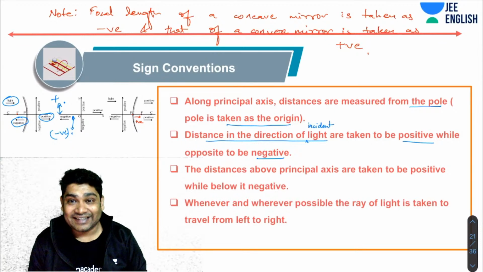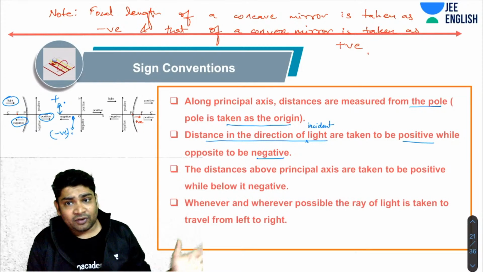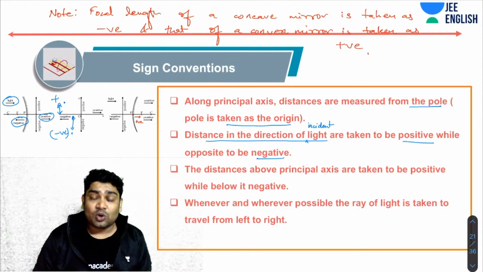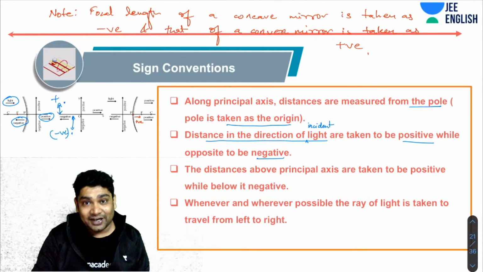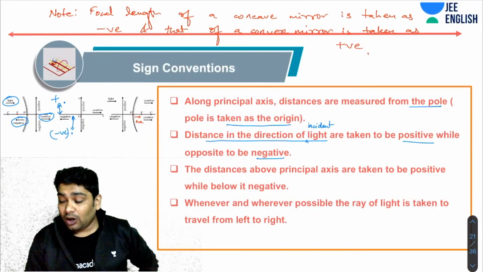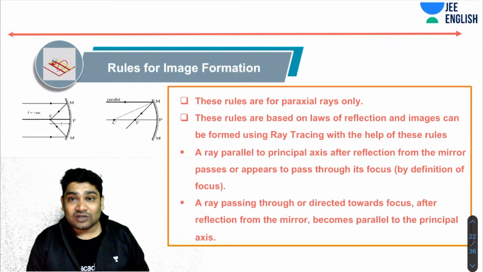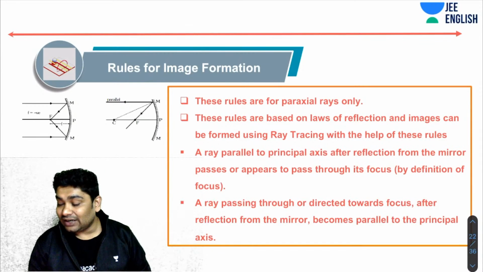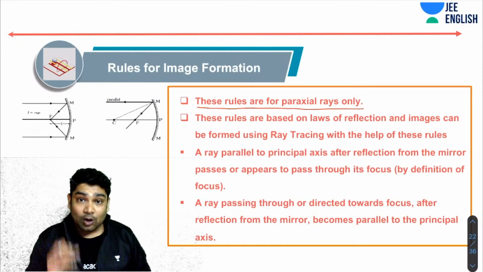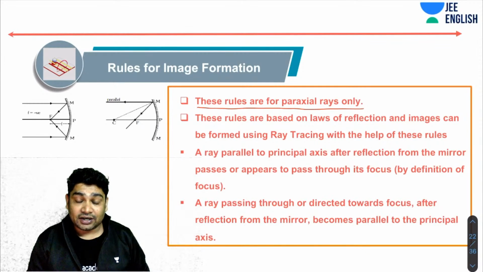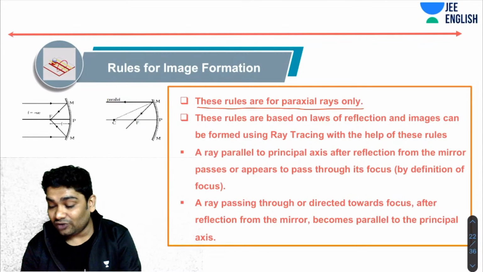Next. Whenever and wherever possible, the light ray is taken to travel from left to right, so that the sign convention coincides with the geometrical sign conventions which we use in coordinate geometry. All right. Let's talk about the rules of image formation then. First of all, you need to know that these rules are only for paraxial rays. So again, in all our study of ray optics, we will only focus on paraxial rays. So let's make a note of that also.